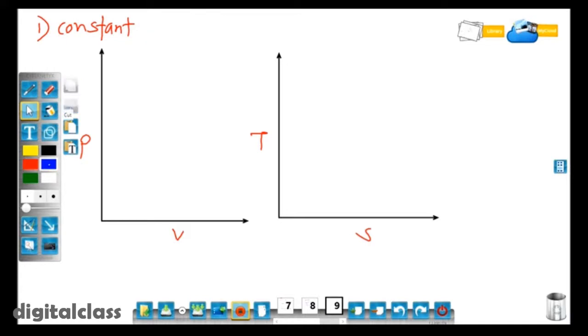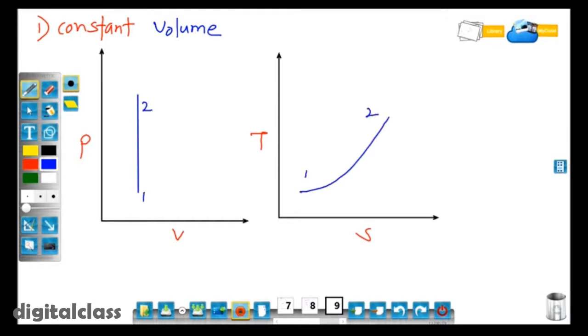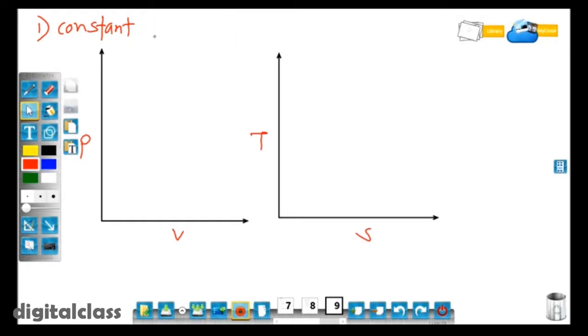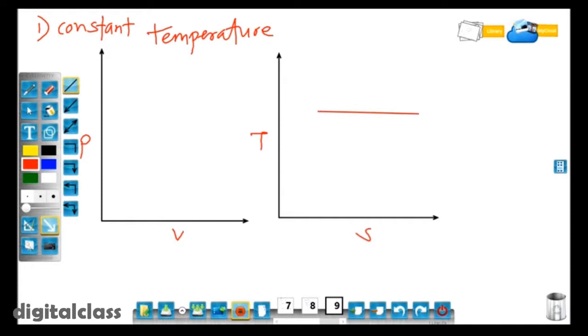Now the second process, that is the constant volume process. When the system changes from one state to another, there is a change in pressure but volume remains constant. Also there is a change in temperature and entropy. Now the third one, that is the constant temperature process. Here, when the system changes from one state to another, temperature remains constant but there is a change in entropy, as well as the pressure and volume of the system change.